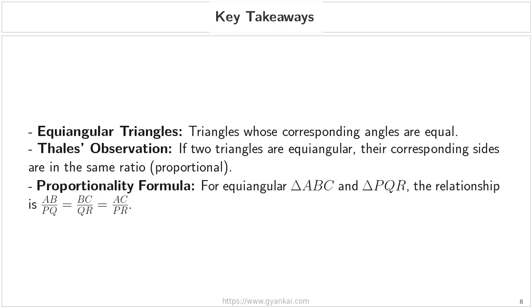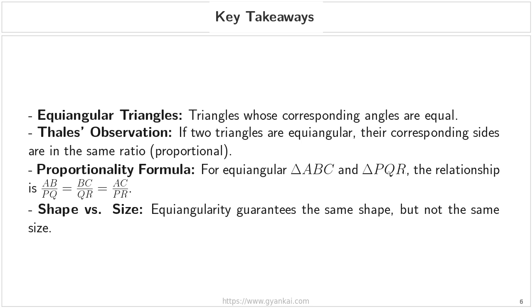To put this into a mathematical formula, as we saw in our step-by-step analysis, if we have triangle ABC and triangle PQR, the relationship is expressed as the ratio of side AB to side PQ is equal to the ratio of side BC to side QR, which is also equal to the ratio of side AC to side PR. This constant ratio is what maintains the similarity between the two shapes.